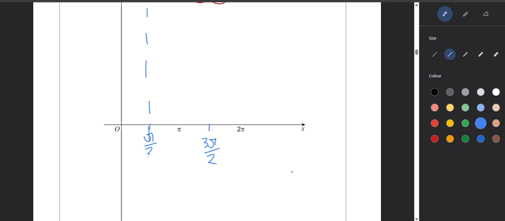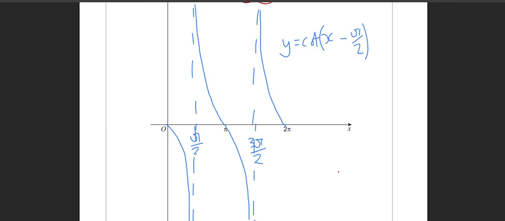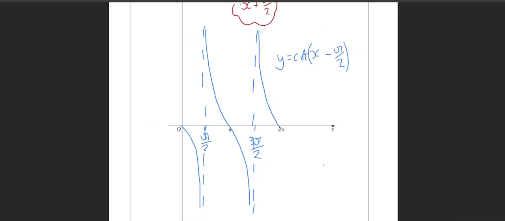So asymptote here, asymptote here, and then my graph was down here, and then it was up here, going through 0 at pi, like so. Again, making sure your asymptotes do not touch the curve, and then it looks something like that. And that is the graph of y is equal to cot of x minus pi over 2.